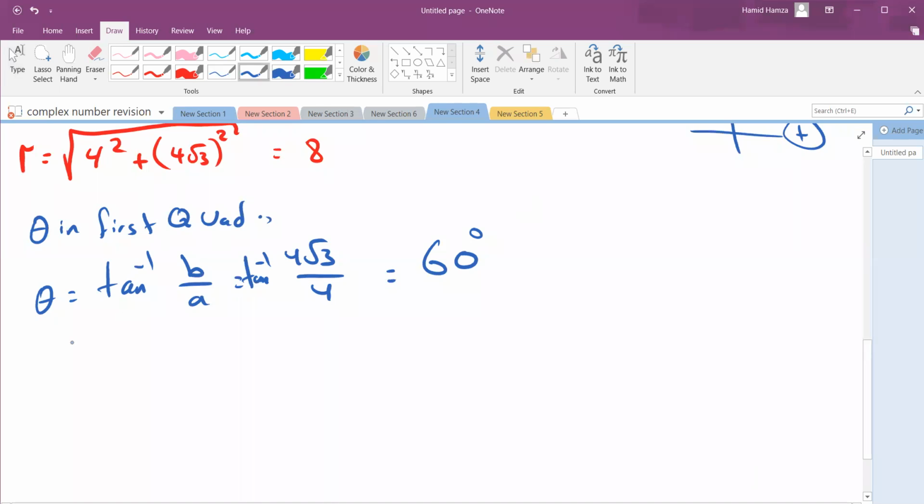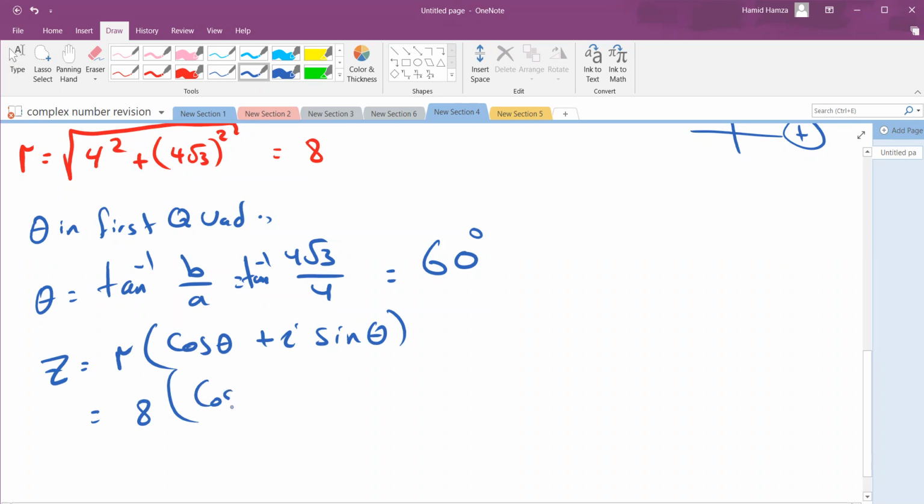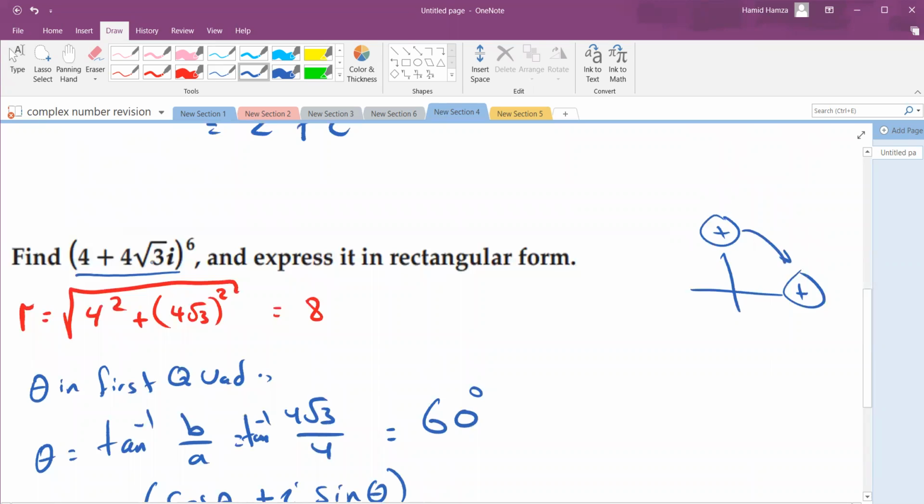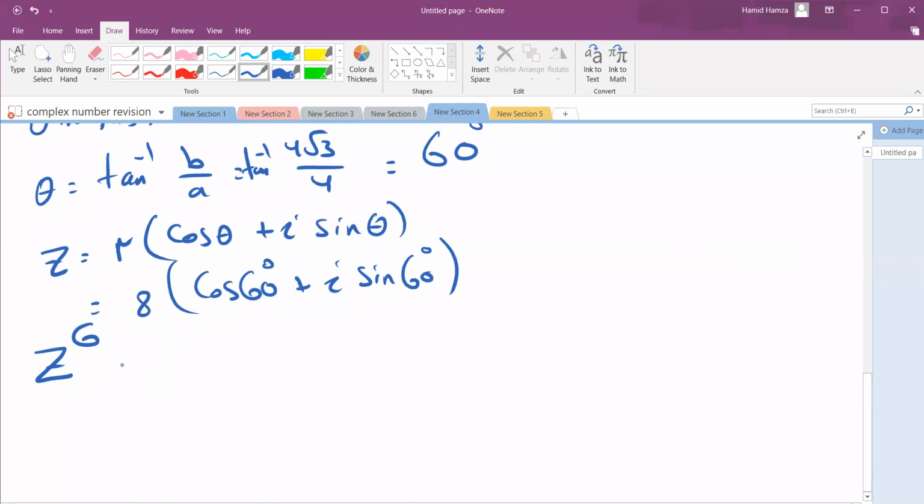Let's write this number in polar form. So z will be r cosine theta plus i sine theta. It will be 8 cosine 60 degrees plus i sine 60 degrees. Now we wanted to find z to the power 6. We wanted to raise this number to the power 6. So it's very easy.